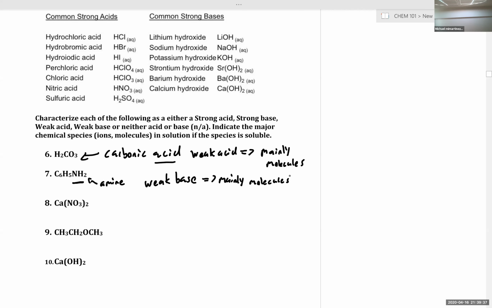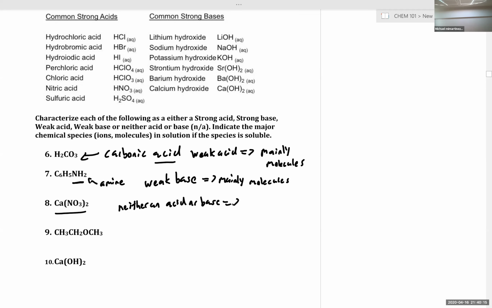So you need to be able to recognize key structural features of each of your molecules in order to assign them as acids and bases, and whether they're strong acids or strong bases. Looking at question 8, calcium nitrate. Does this have any of the hallmarks of an acid or a base? I see some students typing salt already. That's exactly right. It is neither an acid nor a base.